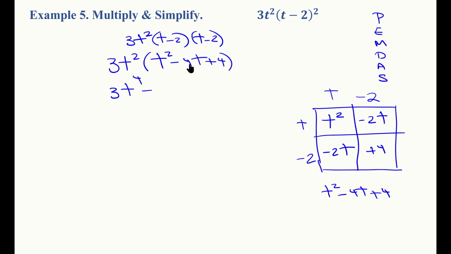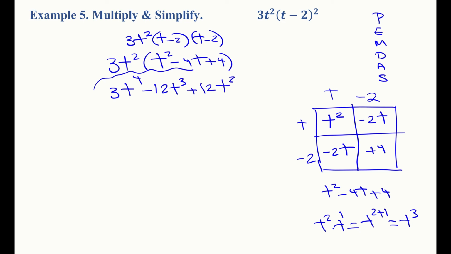minus, see, positive times negative, that's negative. 3 times 4 is what? 12. And t squared times t, remember, that's t squared times t to the 1. So t to the 2 plus 1. So t what? Cubed. So 12t cubed. And then plus 12t squared. So that would be our final result here for the product. All right, again, simple, but you got to make sure that you know how to do it and handle it on your own before we proceed.